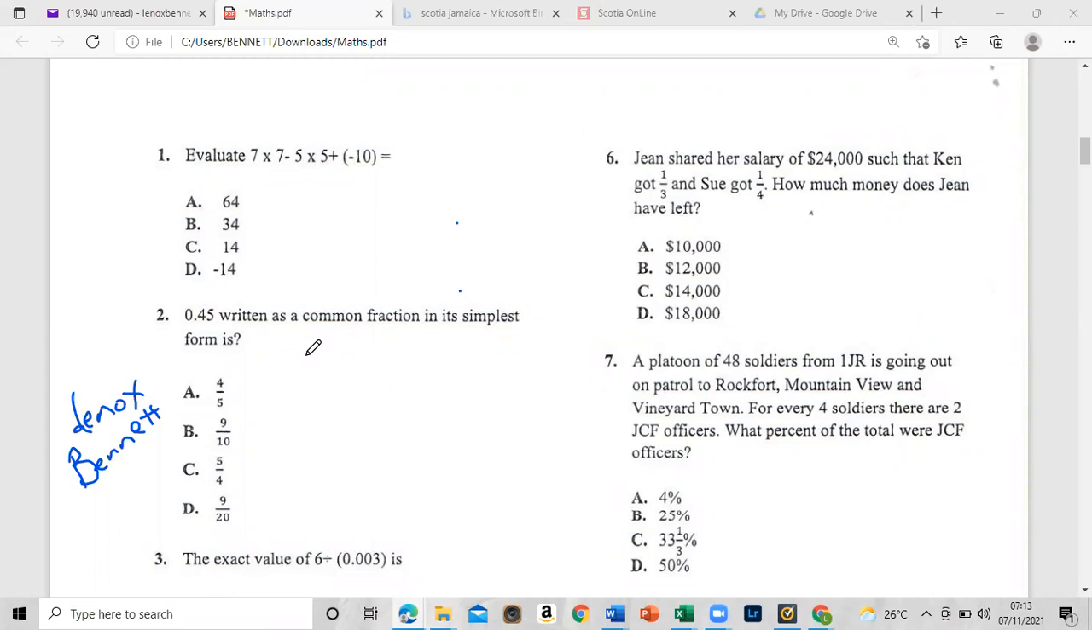All right. So the first one says evaluate 7 times 7 minus 5 times 5 plus negative 10. And what is that equal to?